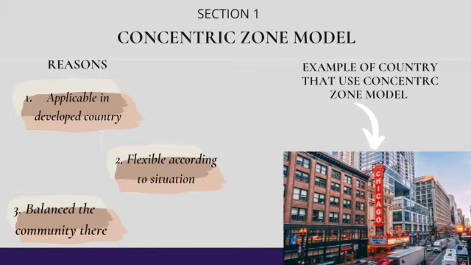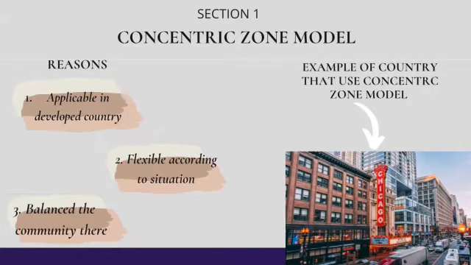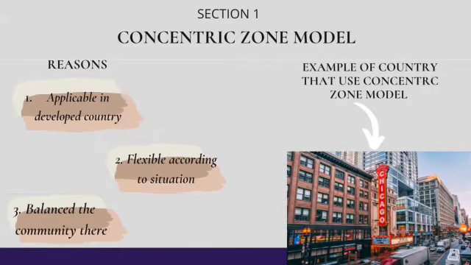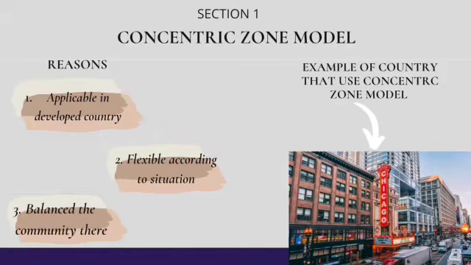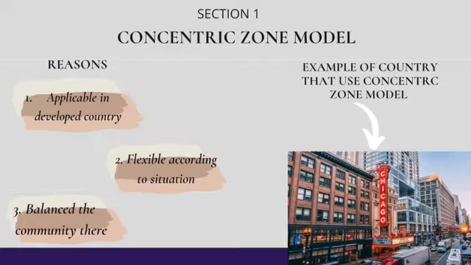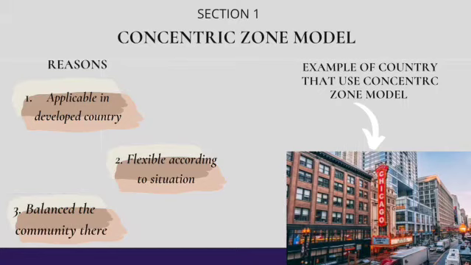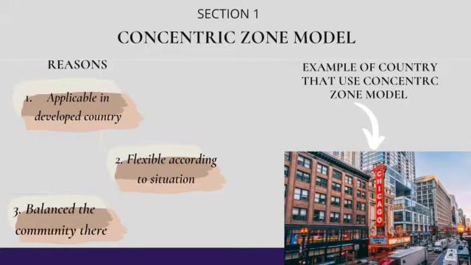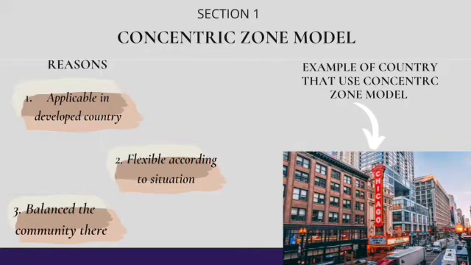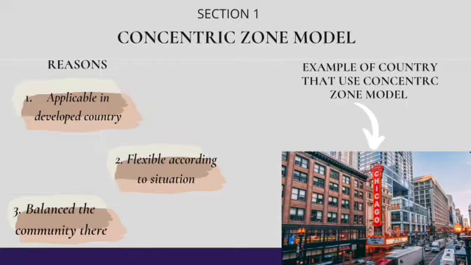This means that least developed countries can learn from developed countries to arrange and manage their urban cities to improve them. Secondly, this model has its own flexibility according to the current situation. As the city grows and expands, new rings are added and older rings change their function. The size and shape of the rings may vary based on the cities.